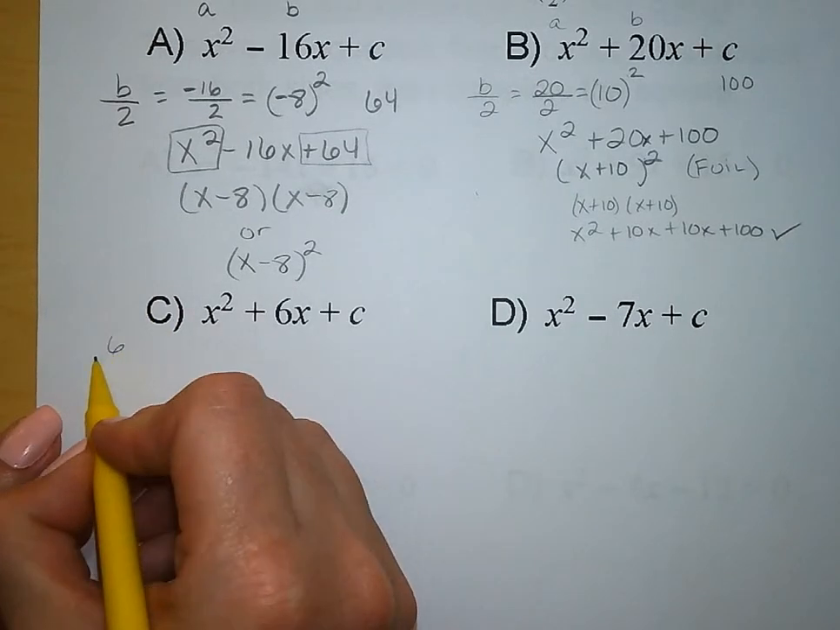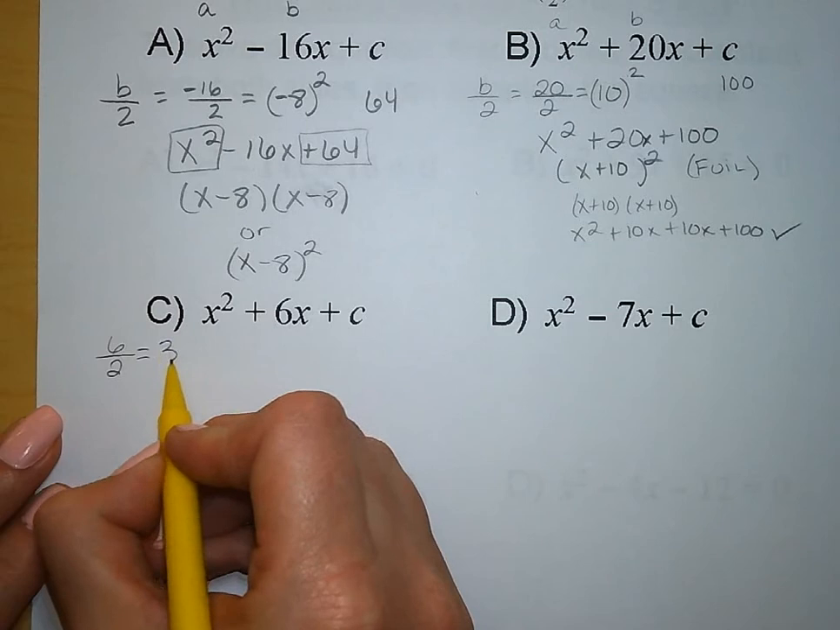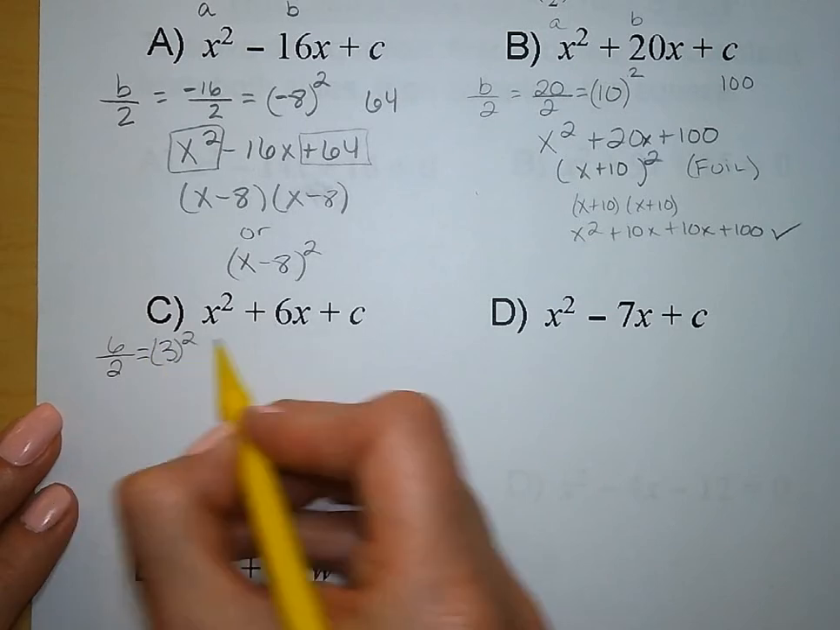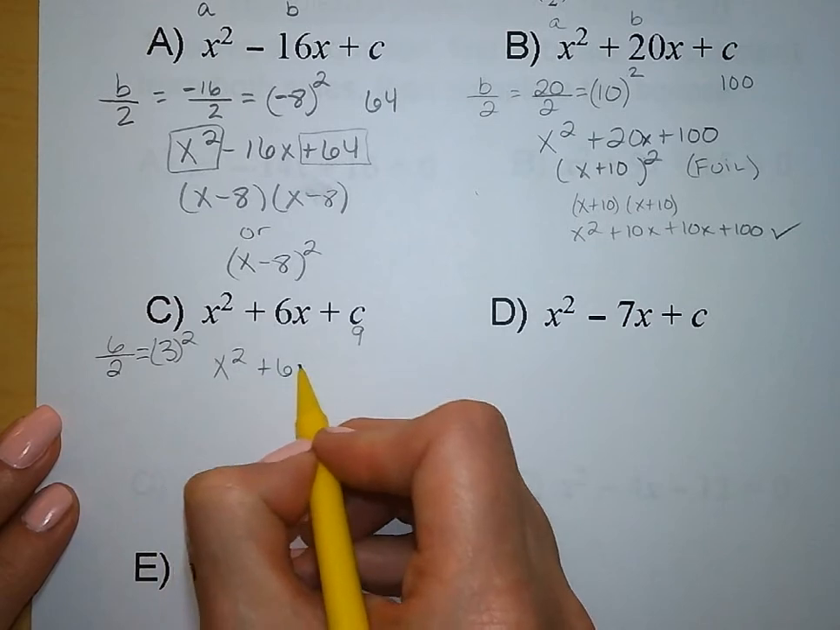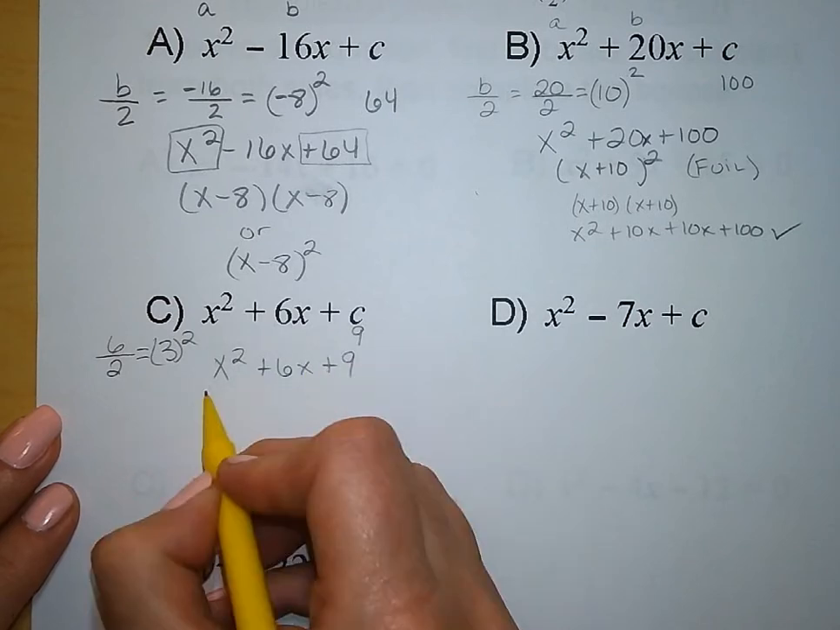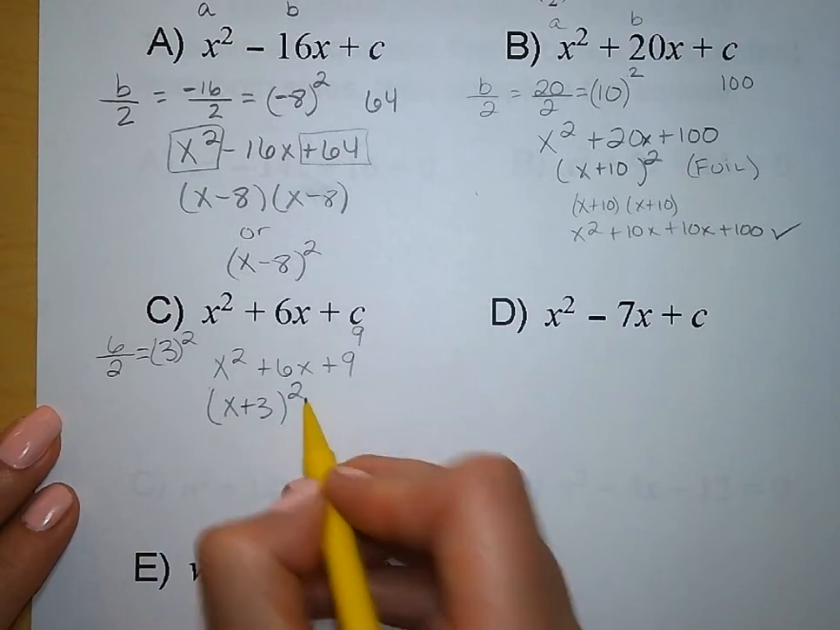All right, letter C. X squared plus 6x plus c. We do 6 divided by 2, which is 3, and we square it. So we're adding 9, x squared plus 6x plus 9. When we factor that, it's going to be x plus 3, the quantity squared.